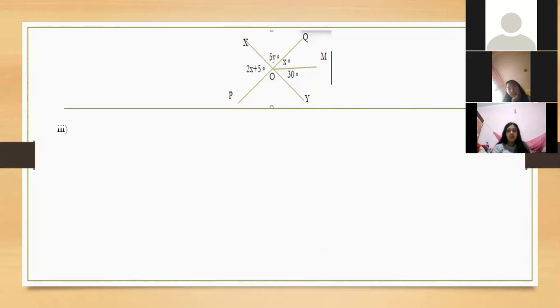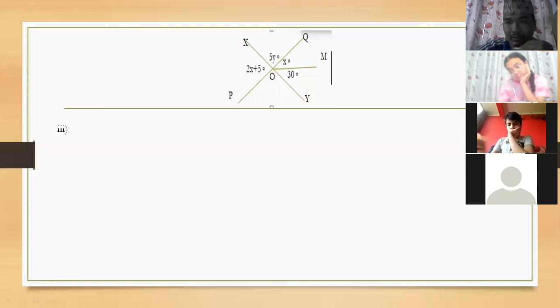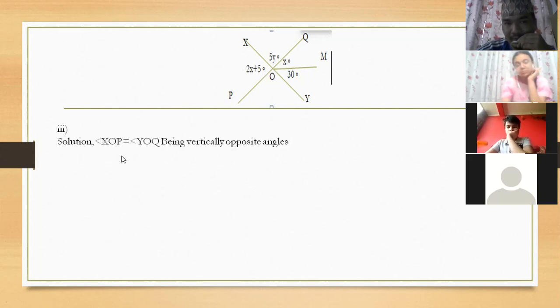Okay, children? Okay, Kelvin? Yes, sir. x plus 30 and 2x plus 5, they are vertically opposite angles, or not? I am pointing it, this x plus 30 and this 2x plus 5. These two angles are vertically opposite angles. Then you will get the value of x. Okay, like this we have to solve. XOP and YOQ are vertically opposite angles. And XOP is what? XOP is 2x plus 5.